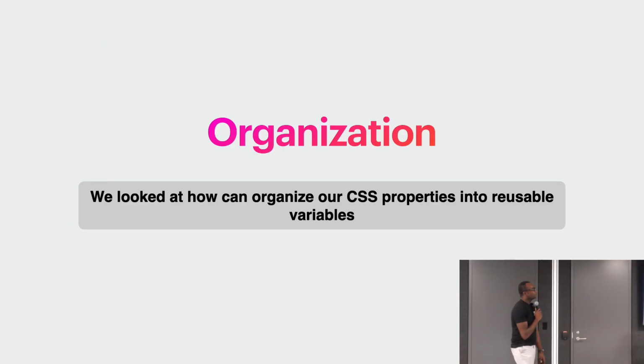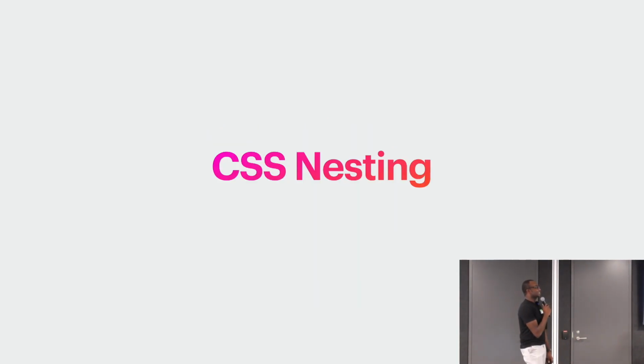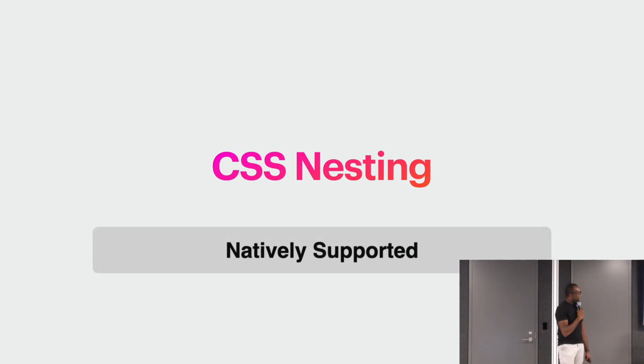This is really cool. So we've been talking about this idea of organization. We've looked at how we can organize our CSS custom properties into reusable variables. But can we actually organize different CSS style rules? This is where CSS nesting comes into play. If you're familiar with Sass, we've been nesting for quite a while now. It's something that people have been really asking for. So nesting itself is now natively supported within CSS.